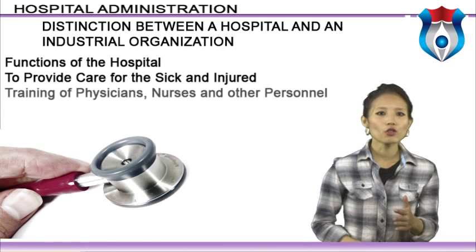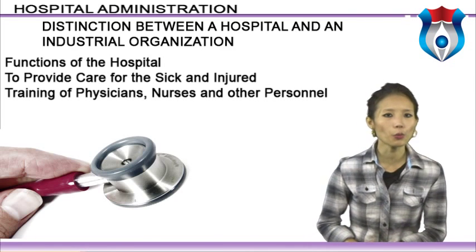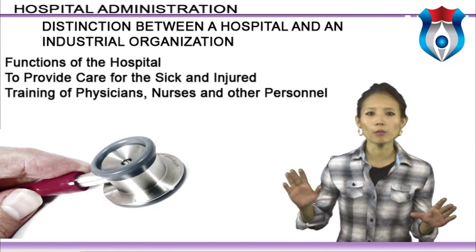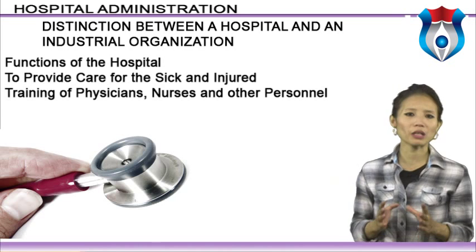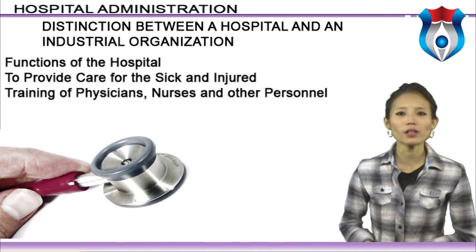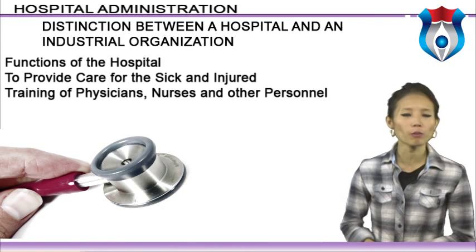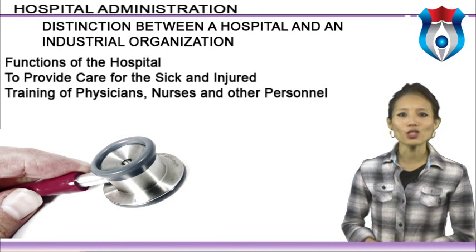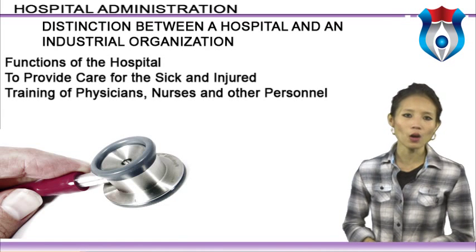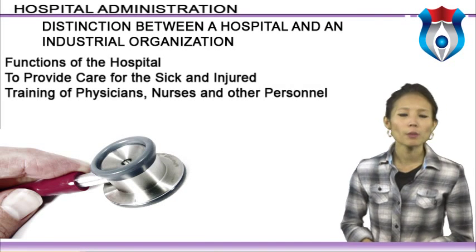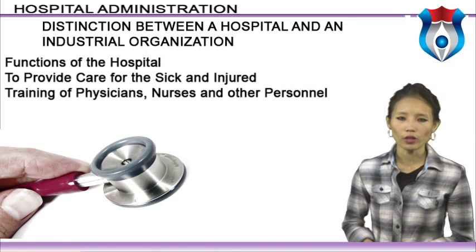Number two, training of physicians, nurses, and other personnel. They receive their training in both theory and practice in approved schools and colleges. Therefore, the hospital, being a complex and specialized organization, must employ highly trained personnel so that they may train others. Particularly in the branch of medical and paramedical education, different associations or councils play very important roles. They make surveys of hospitals and accord their approval.